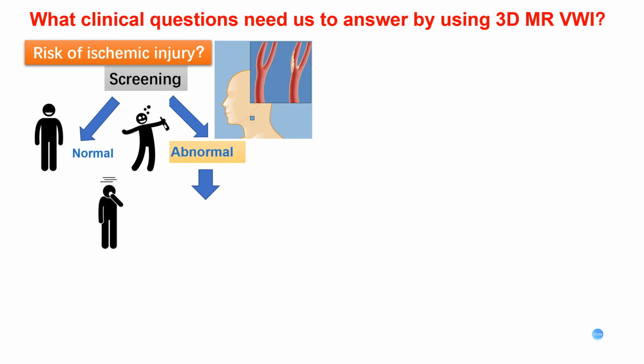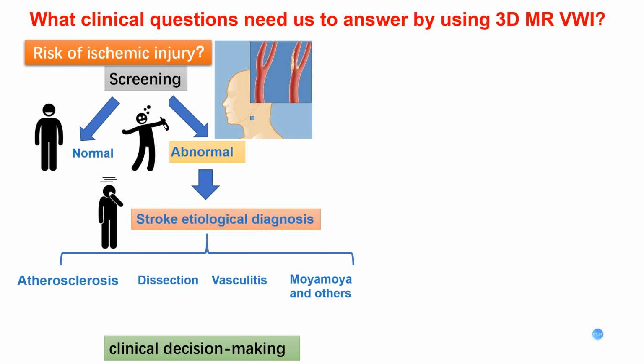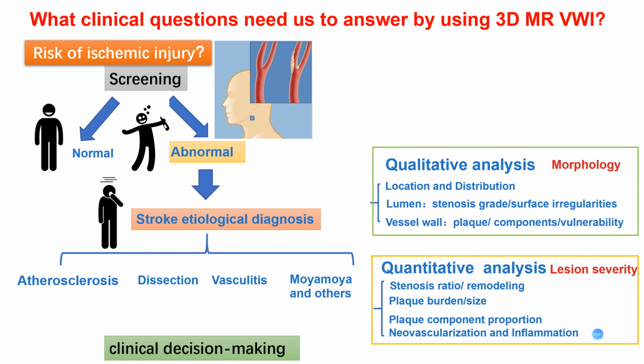For these asymptomatic subjects, we can truly use 3D MR vessel wall imaging to screen the carotid artery. Looking behind the lumen, the vessel wall is clearly shown and the radiologist can tell normal or abnormal. Meanwhile, we can differentiate carotid atherosclerosis from dissection, vasculitis, or other diseases by reviewing the morphology of the vessel and the wall lesions, including location and distribution, stenosis grade, surface features like ulcers, and plaque components.